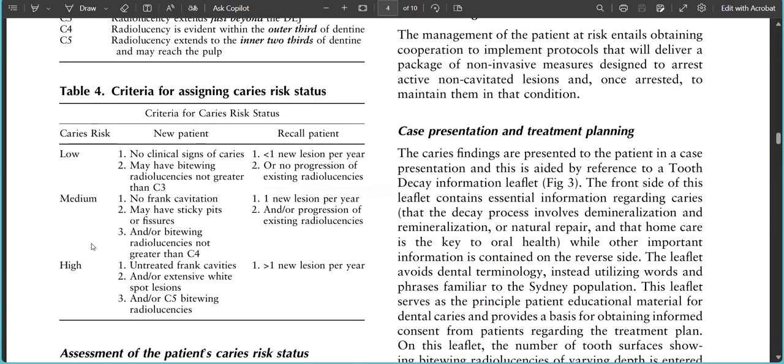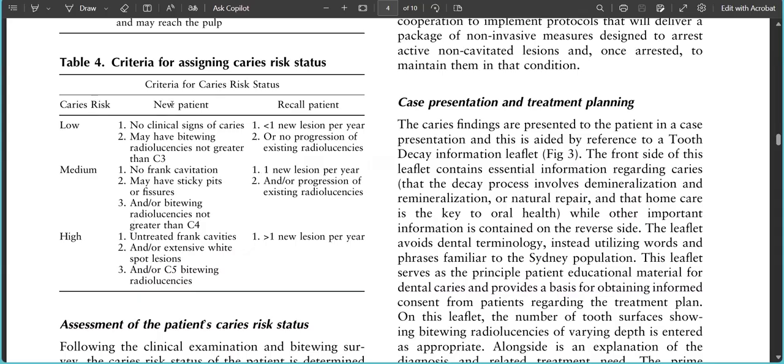And how will you assign the caries risk according to all these findings? So, if the patient is a new patient and does not have any clinical signs of caries, but on the X-rays you can see some radiolucencies which are not greater than C3, they are at low risk. And for the recall patients, if they have zero new lesions per year or no progression of existing radiolucencies, they are at low risk.